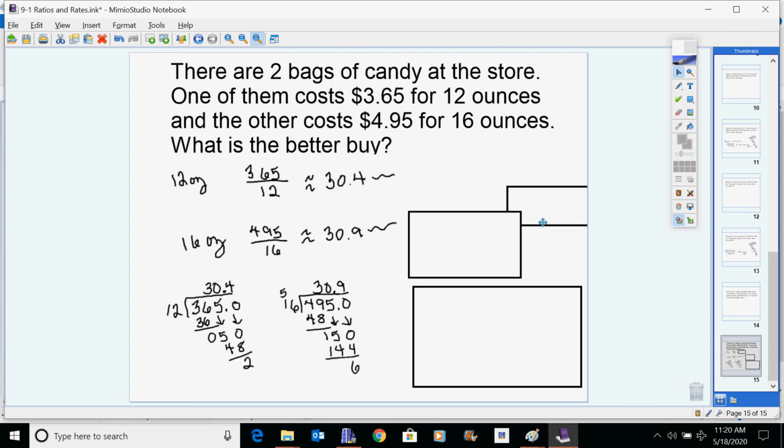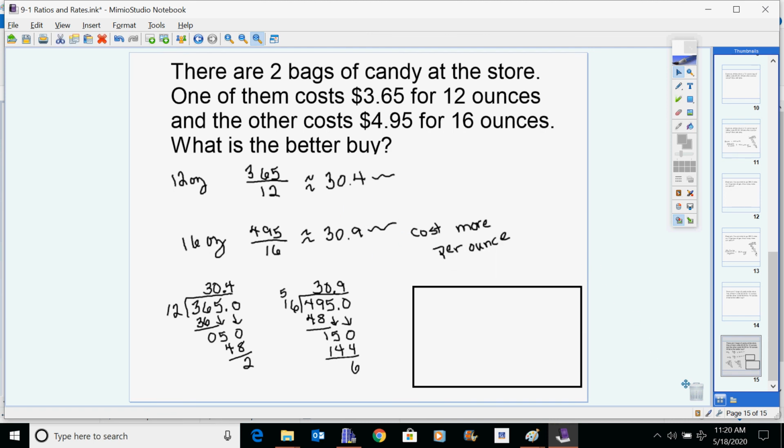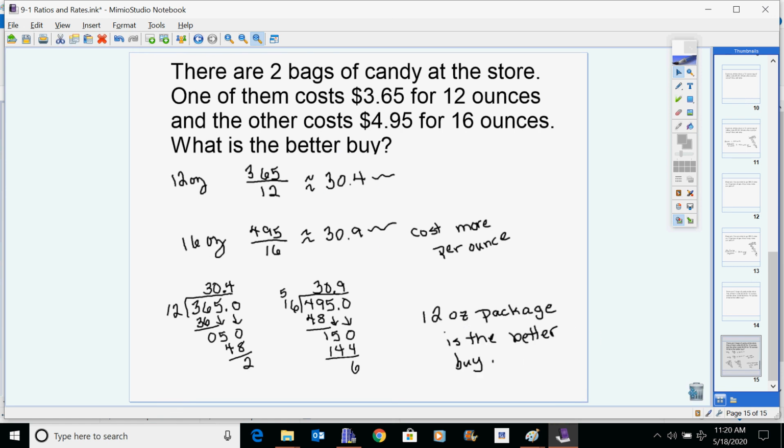that even if I don't go on to do the rounding, what I found is 30.4 with something on the end and 30.9 with something on the end. This one actually has a bigger number. So it costs more per ounce. Well, when you're thinking about what's the better buy, that's bad. You want the one that has a little less cost per ounce. So the 12-ounce package is actually the better buy because you're paying less for each ounce of that candy.